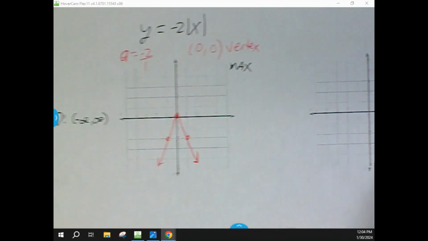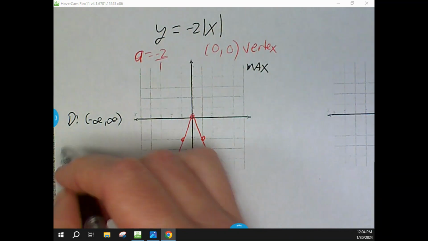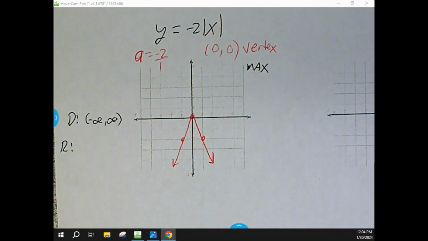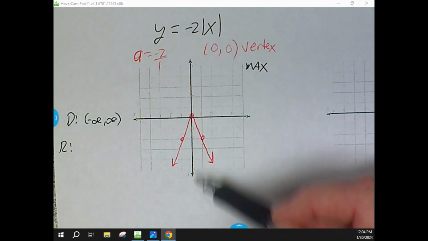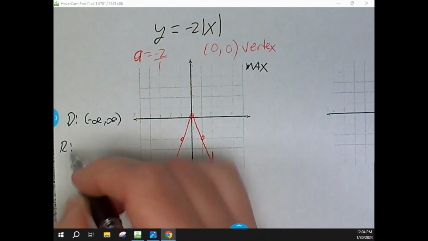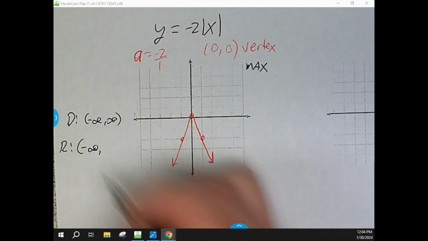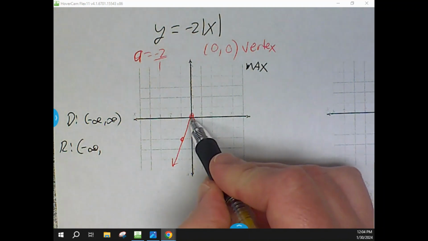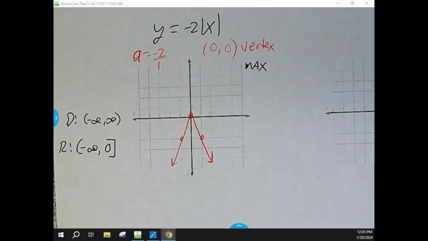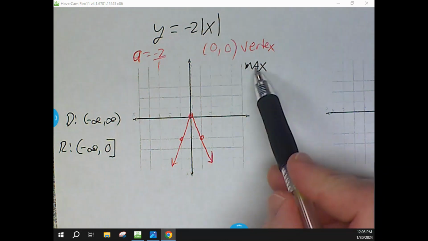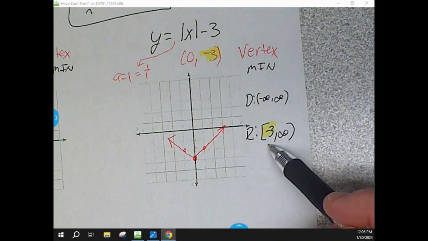All right, again, domain, negative infinity to infinity. The range, again, now we know we're going to use the y value, but if we go along the y axis here, it's going down forever because they're both headed down. So the low number is going to be negative infinity. We're going to stop at the top at 0. So that'd be negative infinity to 0 for the range. So if it's the max, it's at the top. If it's the minimum, it's at the bottom.